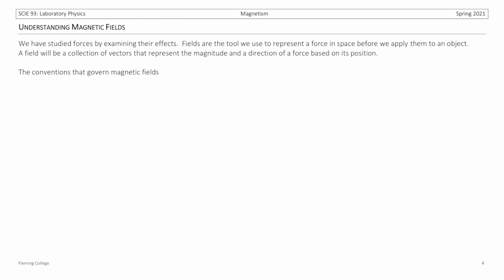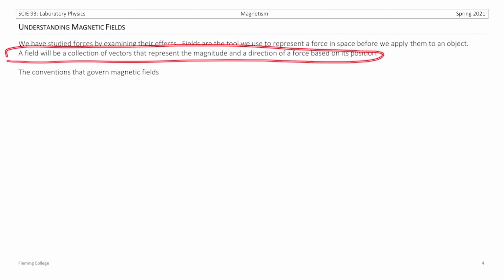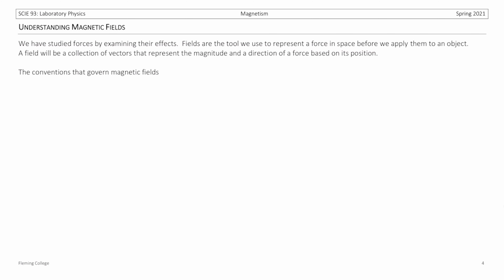Now we need to think about magnetic fields. In our course we've studied forces by examining their effects. Fields are the tool we use to represent a force in space before we apply them to any object. A field is a collection of vectors that represent the magnitude and direction of a force if an object was present there.